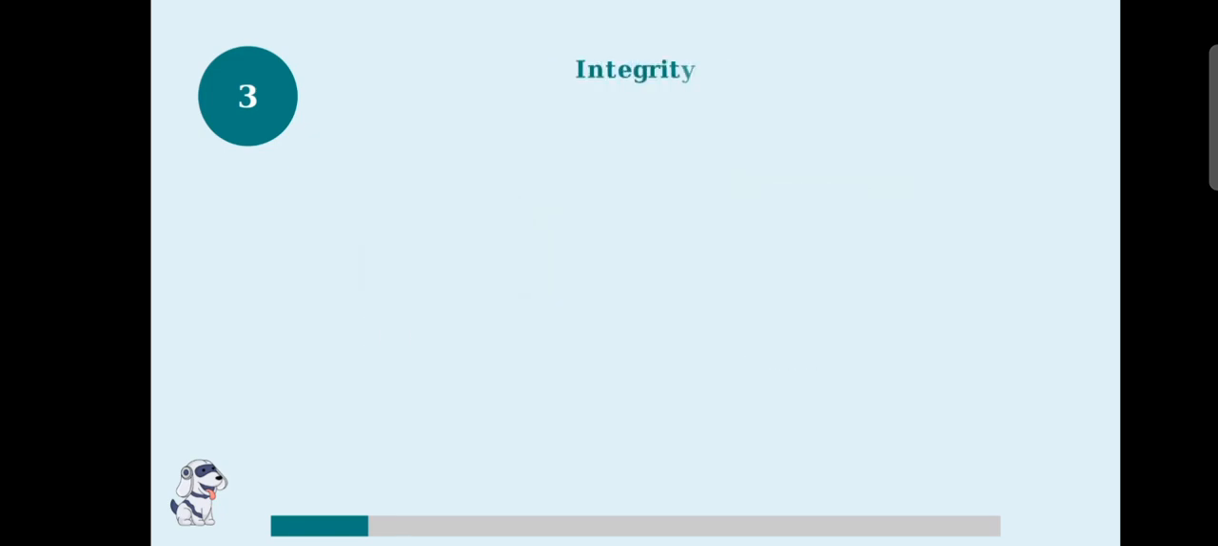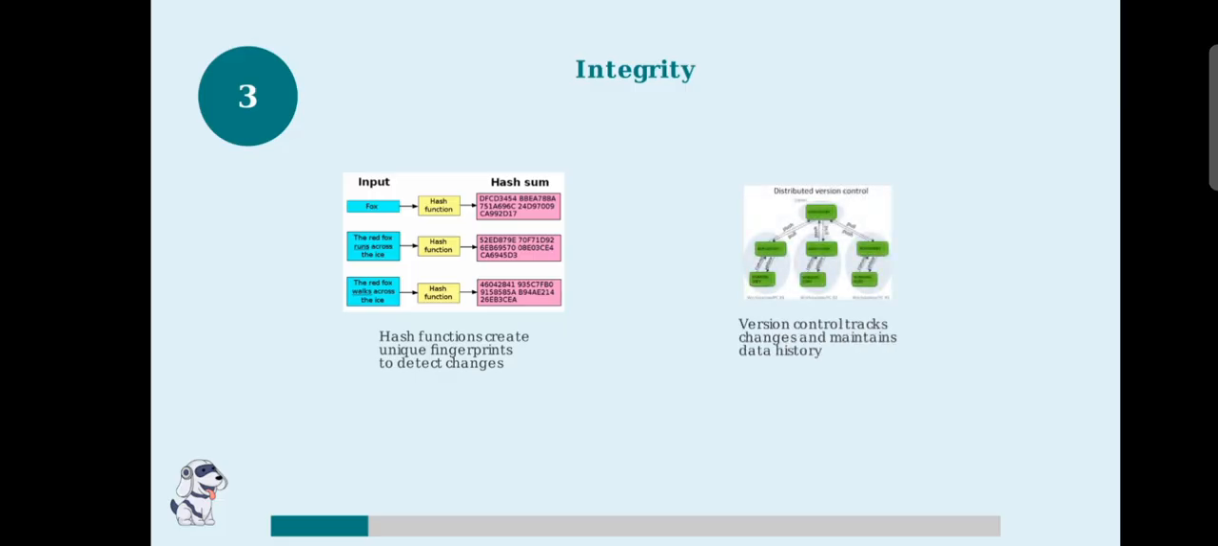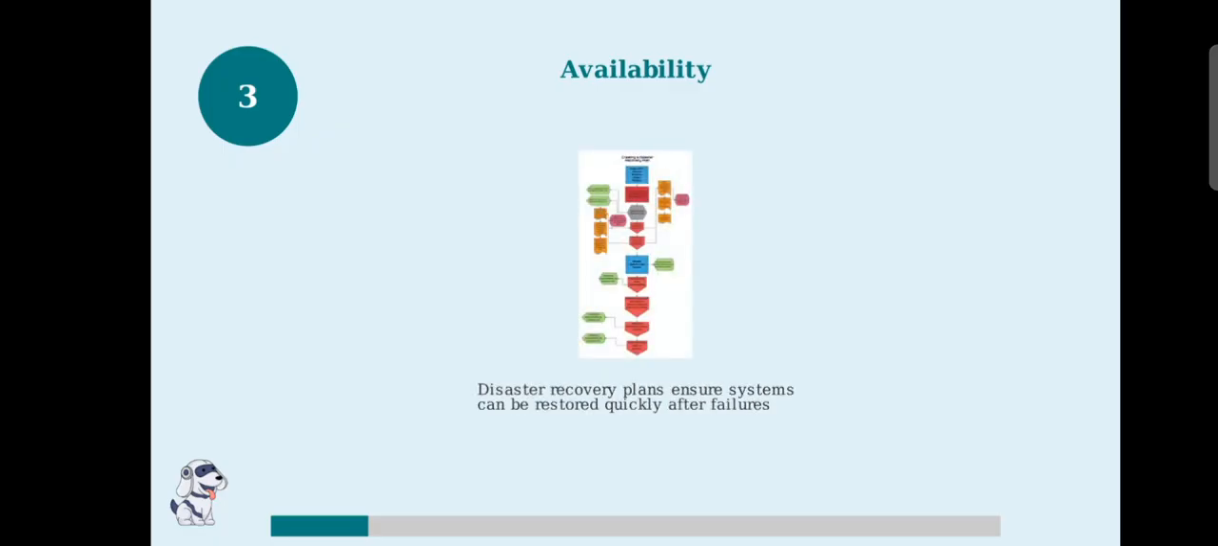Integrity ensures that data remains accurate and unaltered. Hash functions create unique fingerprints that detect any changes to data. Version control systems track changes to files over time, allowing you to see who made changes and when, ensuring data integrity. Availability ensures that systems and data are accessible when needed.